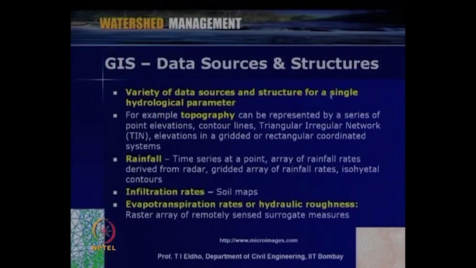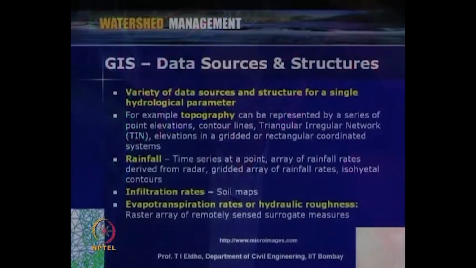A variety of data sources and structures for a single hydrological parameter can be put through GIS. For example, topography can be represented by a series of point elevations, contour lines, a triangular irregular network, or elevation in a gridded or rectangular coordinate system. Each and every aspect of the hydrological parameters or watershed related things we can represent in various ways, either using points, lines, polygons, triangular irregular networks, contours or elevations. Like that we can represent various things, and based upon that we can generate various other maps.